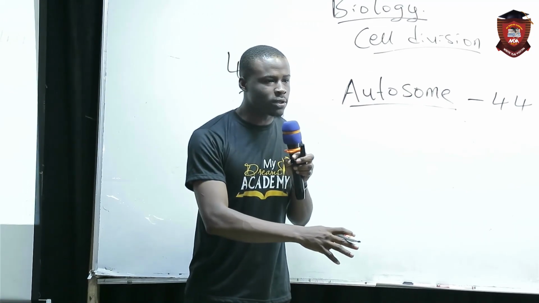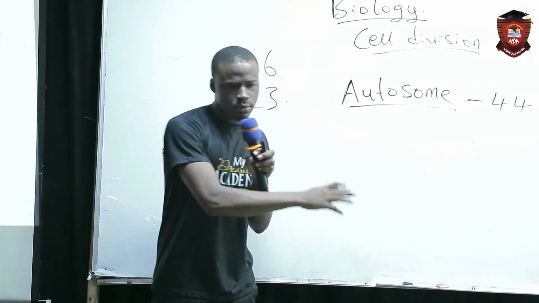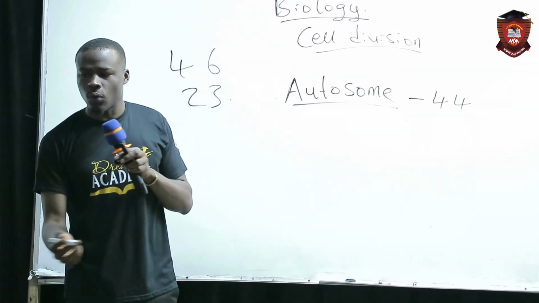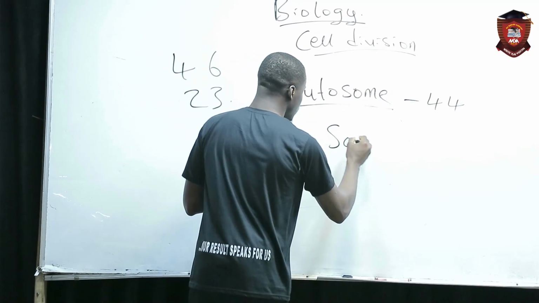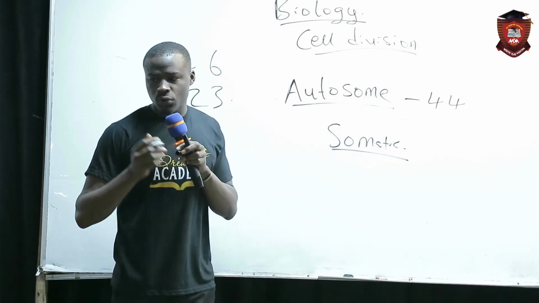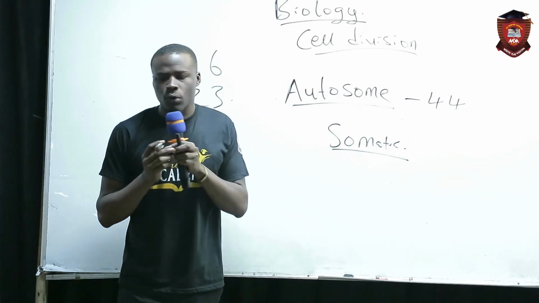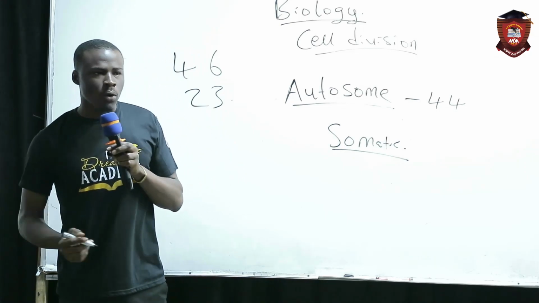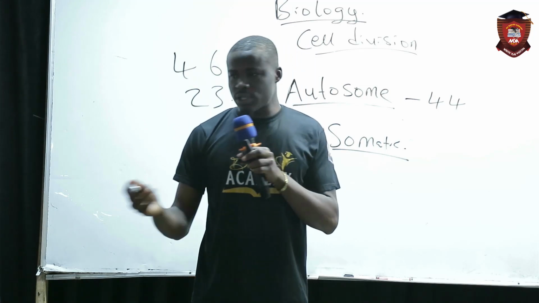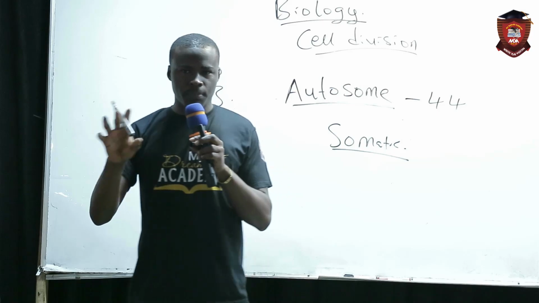That is a fundamental question. Cell division in what? Somatic cells. Body cells can also be called somatic cells. So the cell division you see in somatic cells, we call it mitosis. While that of sex cells, we call it meiosis. Do you understand? So that's the basic knowledge.